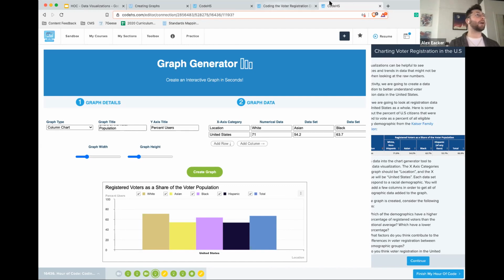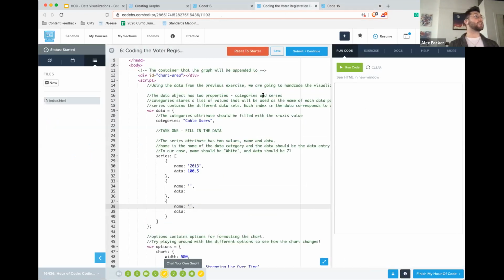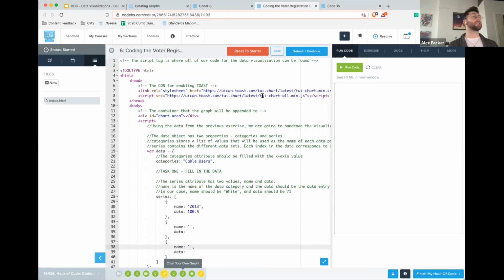What we want to do now is look at how we can create this tool just by using code, by using JavaScript. If you notice at the bottom here, there is a coding the voter registration data assignment. If you could click on that, or if you're on this page, you could click continue, and it'll take you to the next assignment. And that is going to be this coding the voter registration data.